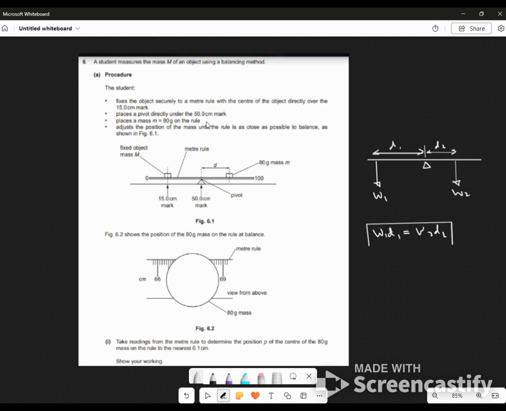Now, that's not what Alessa's asked me about. That's just a bit of background information. So here we are. We've put a mass of 80 grams, as you can see, this mass here. And this is the mass here. And now we have to know D1. We have to find out what D is there. And now to do that, we have to know where the center of this 80 gram mass is.